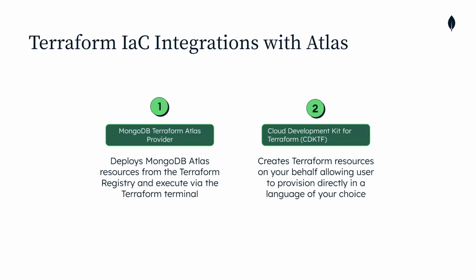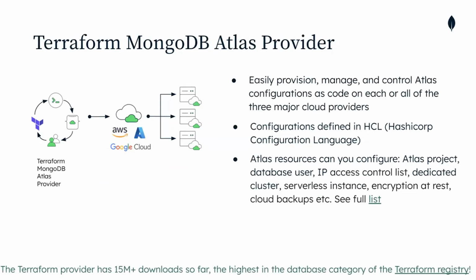of your choice. Now, the Atlas provider, very similar to the CloudFormation resources that we looked at, allows you to provision and manage all of your Atlas configurations as code. The big difference is that Terraform is cloud agnostic, so you can deploy these resources across the 3 major cloud providers. So truly, if you want to start your multi-cloud journey, that's the way to begin. Here, the configurations are defined in HCL, or the HashiCorp configuration language. And here is a list of all the resources that you can configure. I've added a link to the list, so you can take a look at the full list. This is just a snapshot of it.